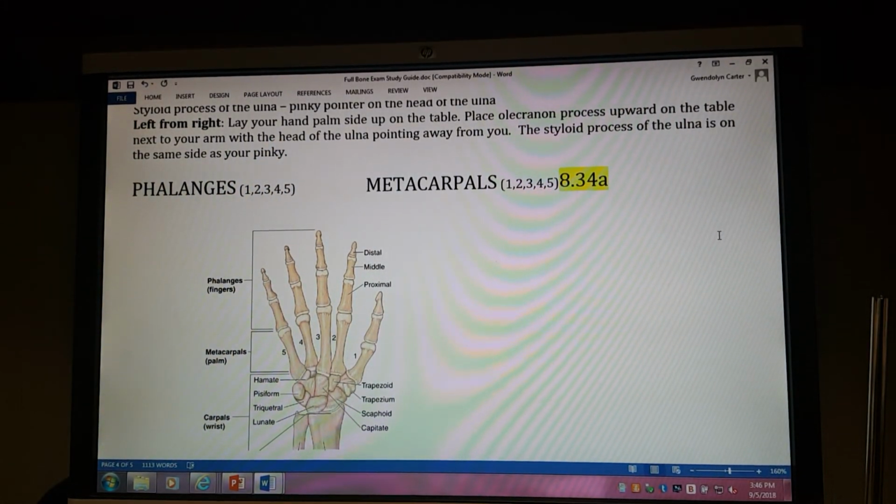Okay, so next video I will finish up with the appendicular skeleton, focusing on the legs.